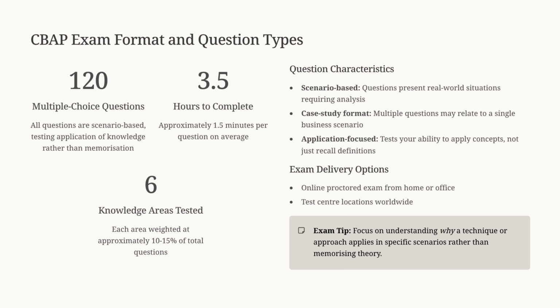Each exam covers the 6 BABOK knowledge areas, each contributing about 10–15% of the total score. You can take the exam online via remote proctoring, or at an authorized test center worldwide. Here's a key exam tip. Focus on understanding why a particular method fits a situation, rather than memorizing theory. CBAP measures application and judgment, the hallmarks of senior-level analysts.